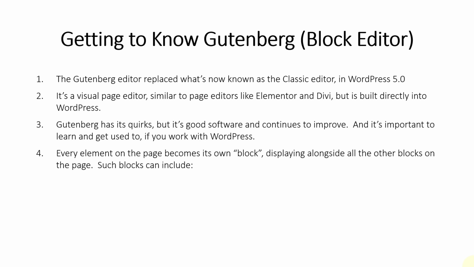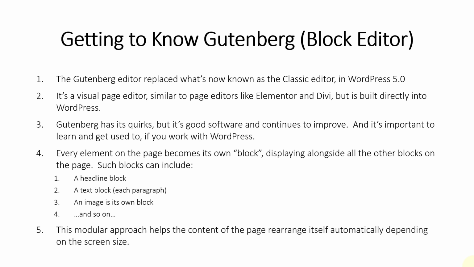Every element on a Gutenberg page becomes its own block, displaying alongside all the other blocks on the page. Such blocks can include a headline block, so the headline of the page is one block, a text block, so each paragraph is a text block, an image is its own block, and so on. This modular approach helps the content of the page rearrange itself automatically depending on the screen size. And you can also have blocks within blocks within blocks. So a row may contain columns, and columns can contain paragraphs, and so on. And I'll talk through all this visually in a moment.